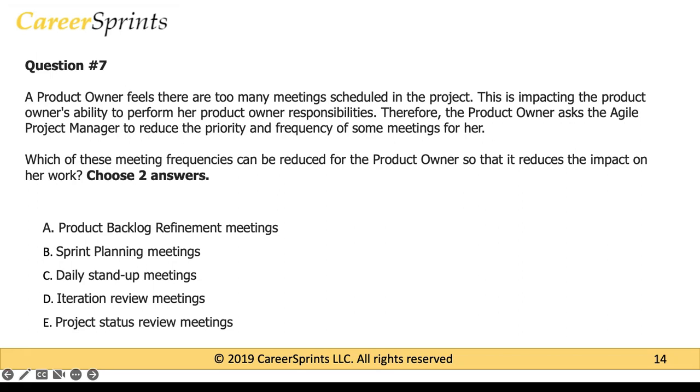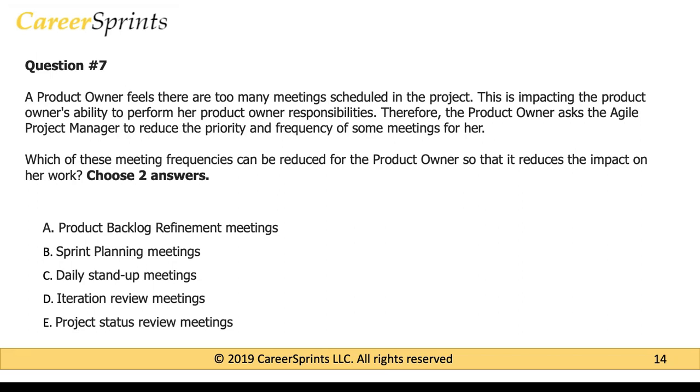So let's look at the answer. In this question, a product owner feels that there are too many meetings scheduled in the project, and she has asked the Agile project manager to reduce the priority and the frequency of some of the meetings for her. And you have to decide which of those 2 meetings she can attend less, or the frequency of it can be reduced. So let's look at the answer.